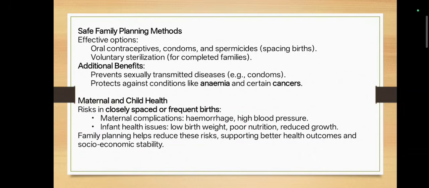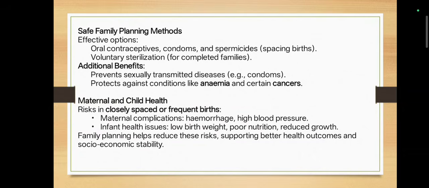Condoms prevent sexually transmitted diseases. Oral contraceptives regulate menstrual cycles and protect against anemia and certain cancers. Voluntary sterilization ensures completed families can focus on socio-economic stability. Family planning supports maternal and child health, reduces complications, and promotes better nutrition and growth.